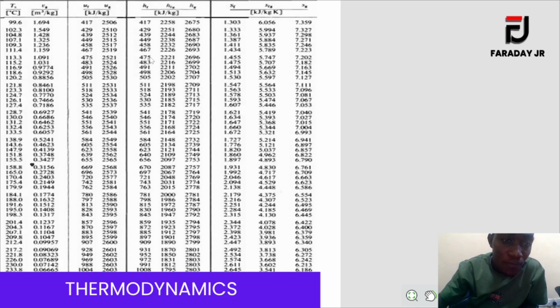What I'm trying to say is that at this point we have the enthalpy hf here, corresponding to the temperature. You can see the temperature, and we are corresponding our temperature to the specific enthalpy. So you can have 102.3 here, you can have 104.8. But in case you are asked to find the specific enthalpy at a temperature of 103, how are you going to find it?